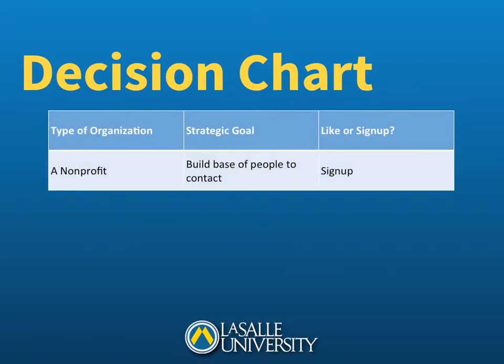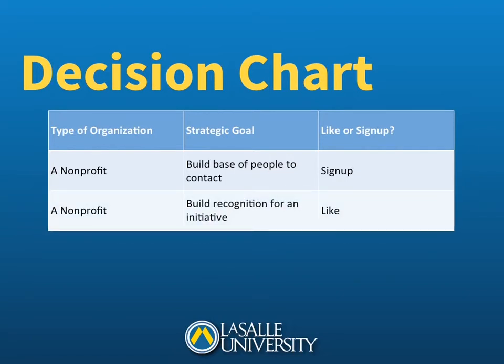So here's an example. Say you have a nonprofit that wants to build a base of people to contact. You want their sign-up information: their email, their name, their address, their phone number. So you'd want to point them to a page that collects that. Here's another case. If you have a nonprofit and you just want to build recognition for an initiative, you want to not necessarily get their information, but you want to promote something.